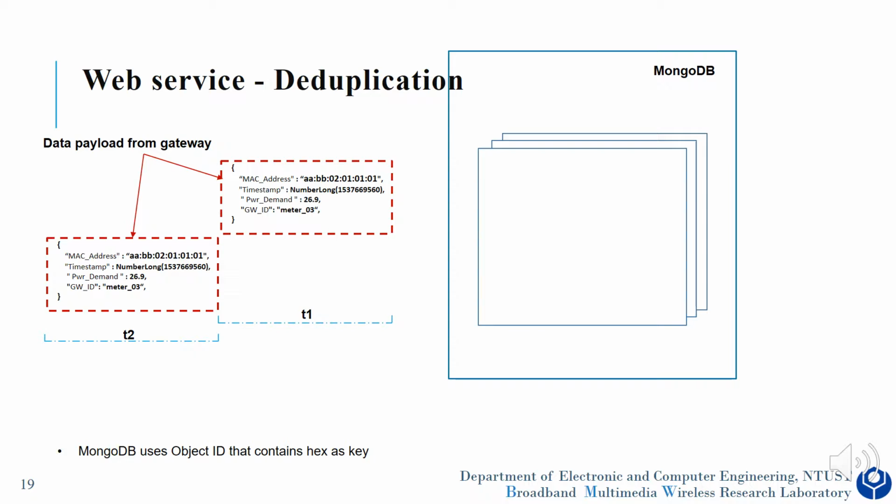Going into the function inside the web service, we implement what we call deduplication. The goal of this function is to avoid any duplicate data being written into MongoDB, and this function is implemented in the web service. We need to know that MongoDB uses object ID as key. This object ID contains hexadecimal.